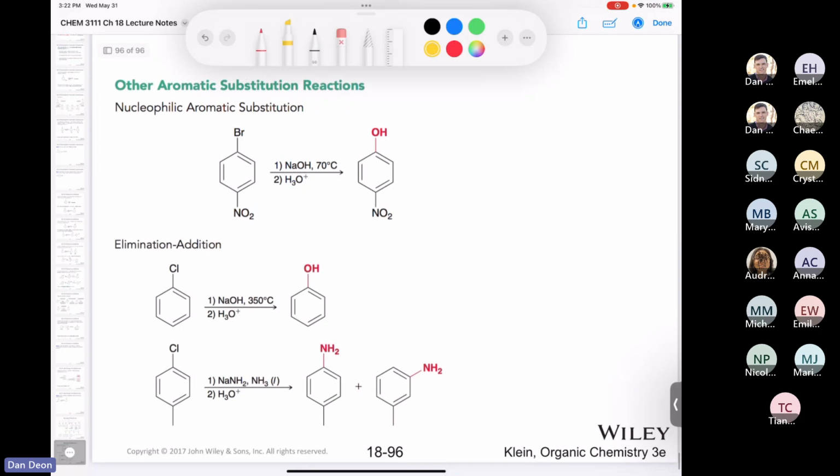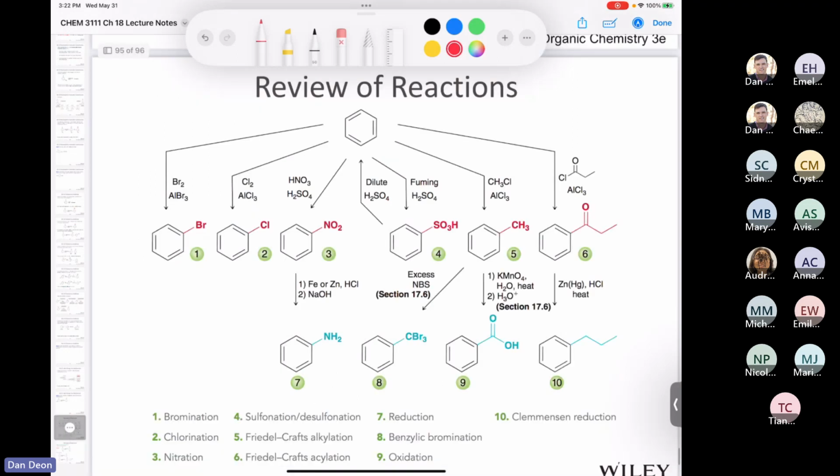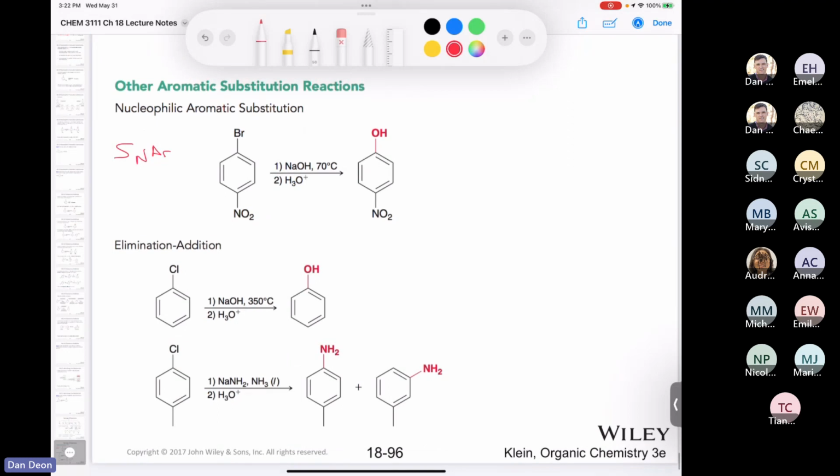And then after that, we're still not done. We learned nucleophilic aromatic substitution. This is called an SNAr reaction. So SNAr, we learned that. And then we learned elimination-addition. So all the stuff that's on this slide and these two slides, these are all the reactions that we cover.